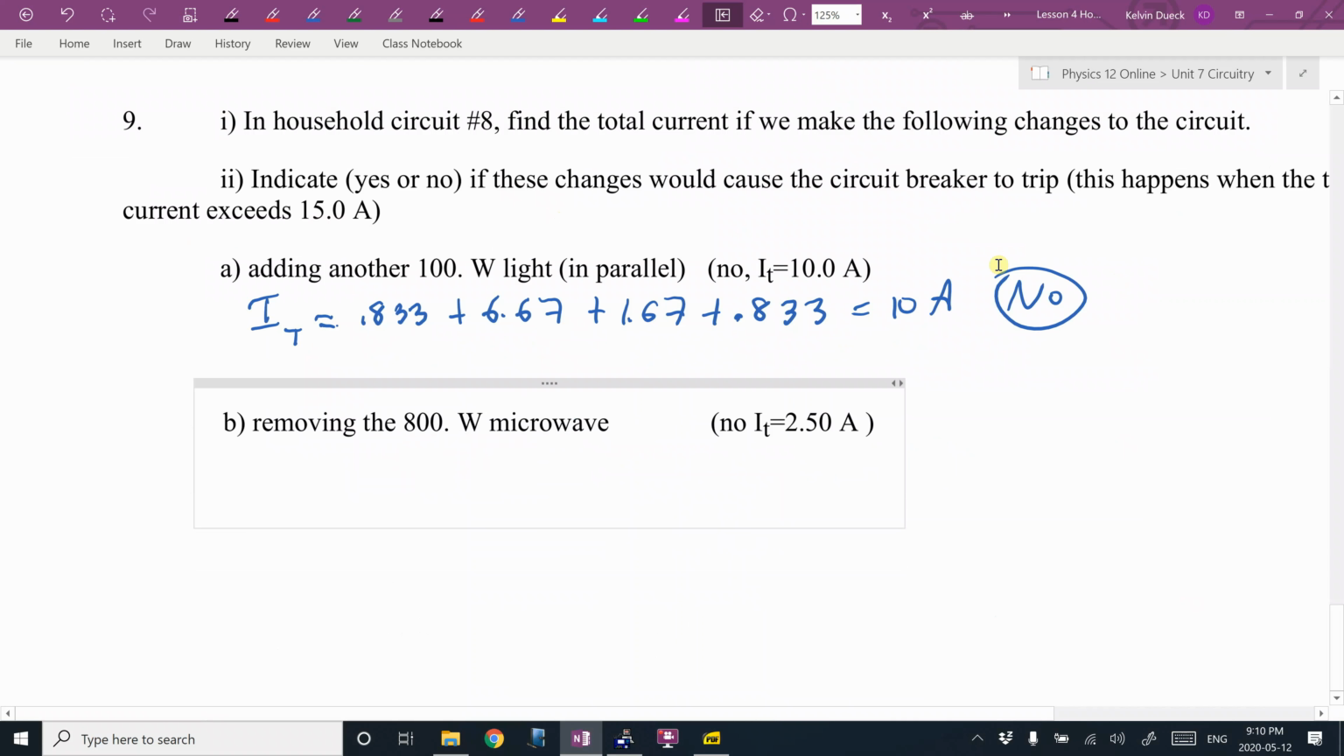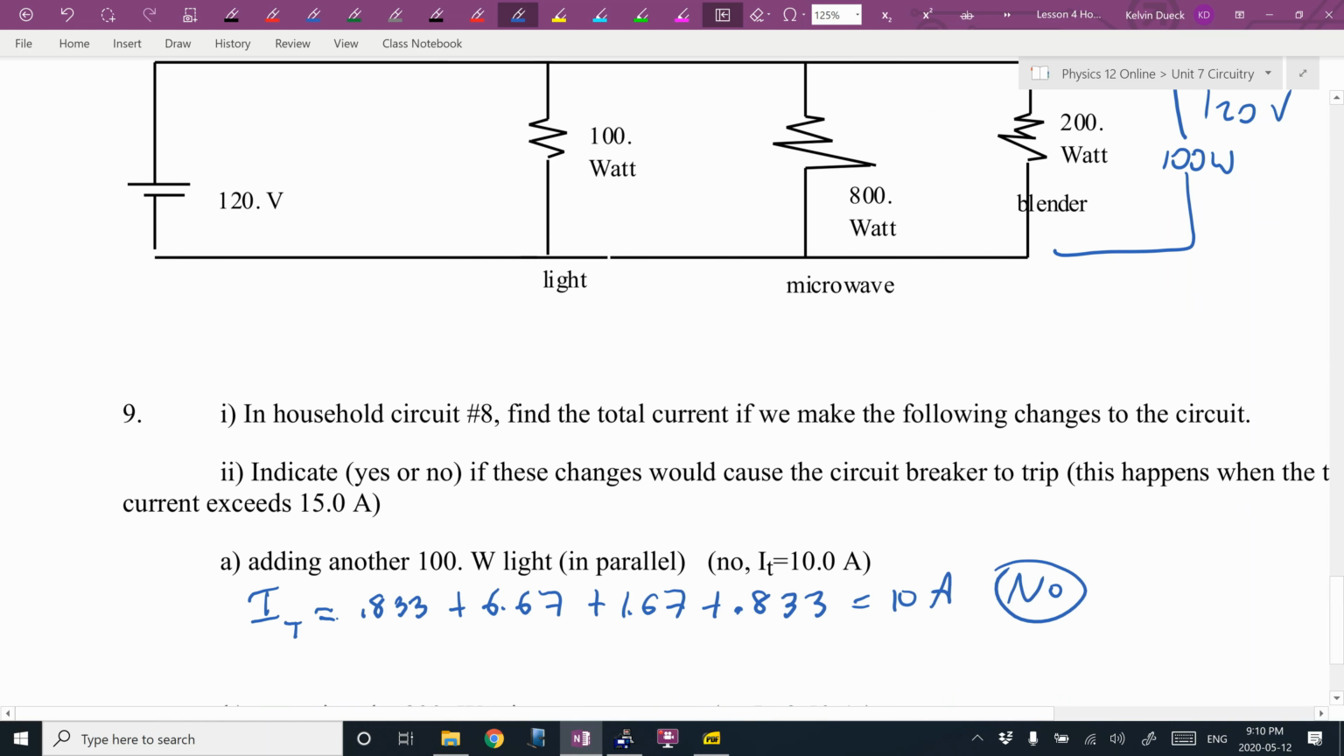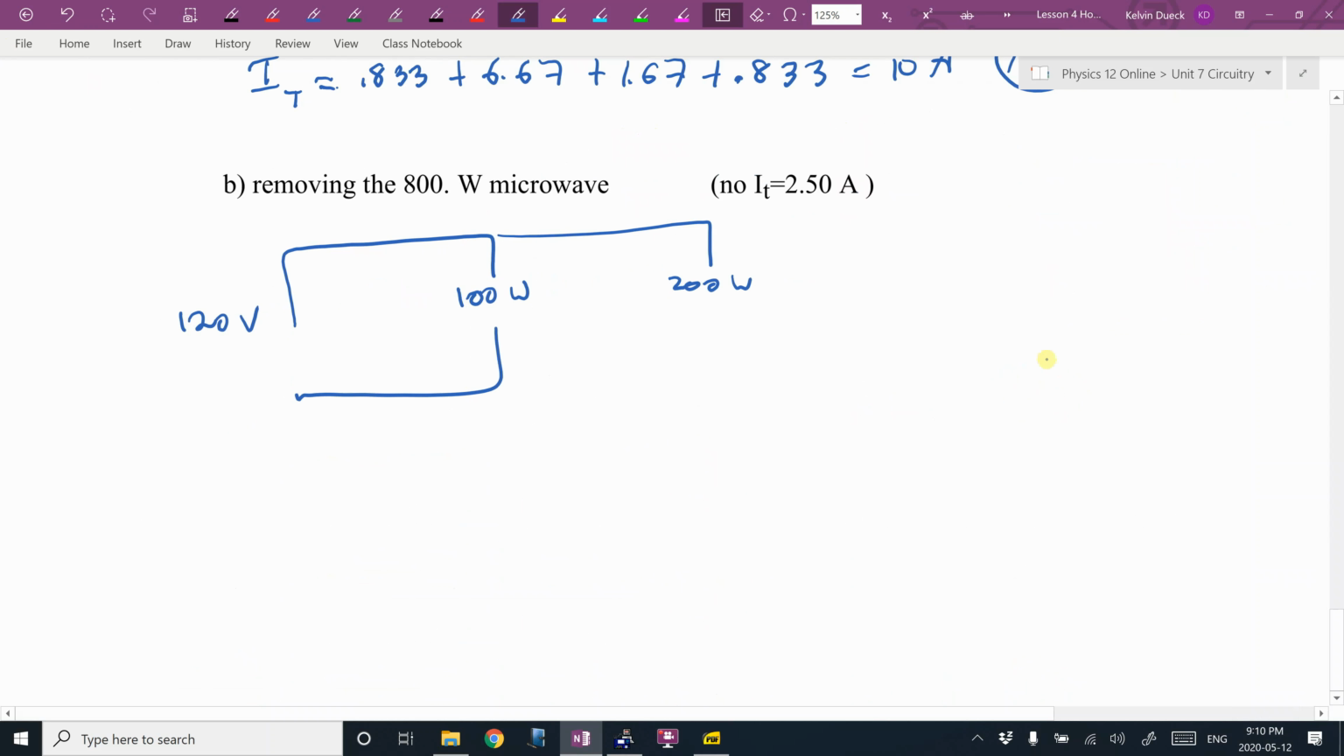But I guess if I do a quick resketch, I would have this 120 volts. I still have 100 watt and 200 watt. I'm just doing a rough sketch, not a proper circuit diagram, because I'm just crunching some numbers here. And so I know that it's 120 volts, 120 volts.